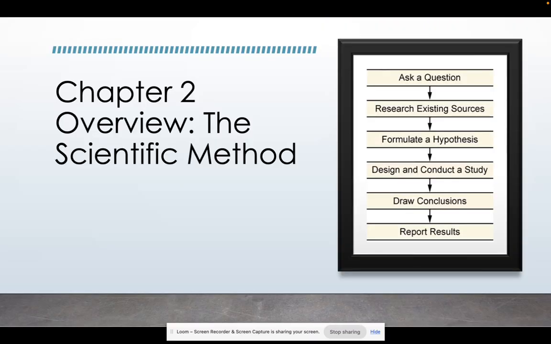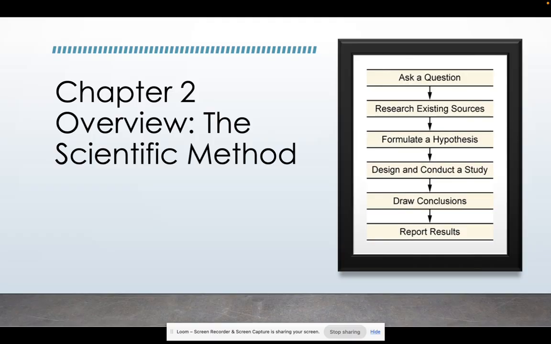All right, digging into chapter 2. So we do follow the scientific method like folks in the natural sciences. This might be something you've heard of as early as junior high or high school, but essentially you ask a question, a research question, then you research existing sources. Typically, this requires you to find scholarly journal articles in the database on the topic that you're interested in researching. Then you formulate a hypothesis. Then you design and conduct a study to test that hypothesis.